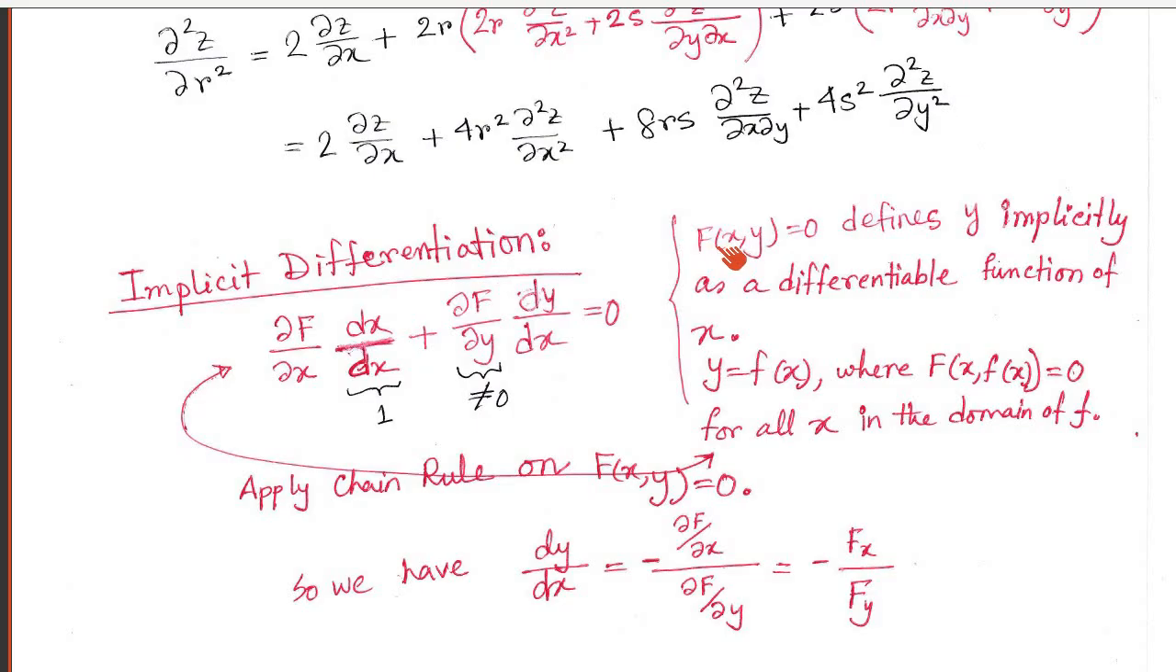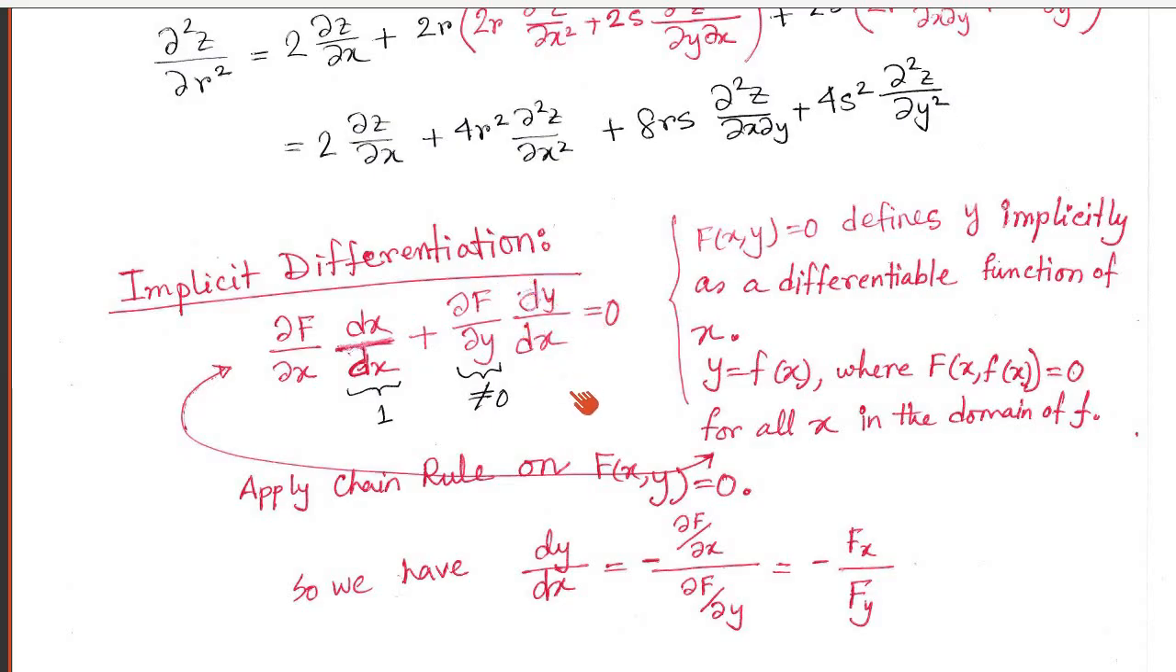Implicit differentiation. Function of xy is equal to 0 defines y implicitly as a differentiable function of x. Y is equal to f of x, where f of x and function of x, which is your y, is equal to 0 for all x in the domain of f. So if I apply chain rule on function of xy, over here it will be df by dx, dx by dx plus df by dy, dy by dx. So that will be the ultimate thing.